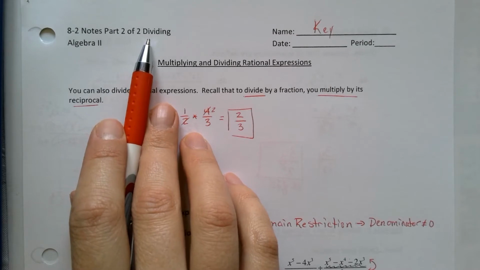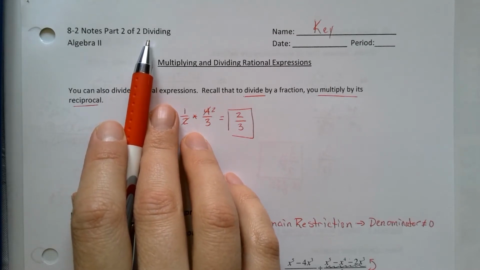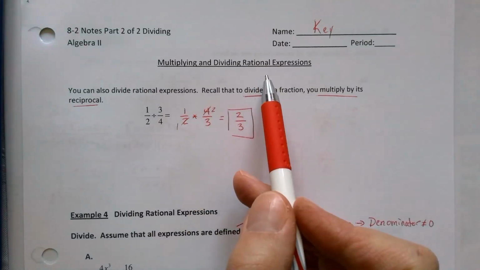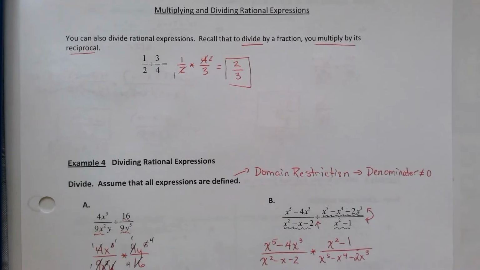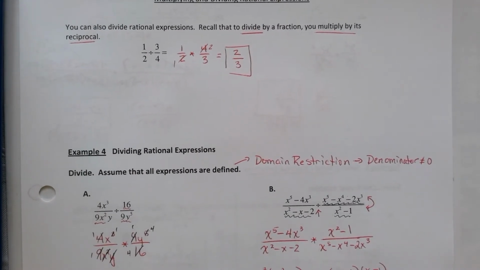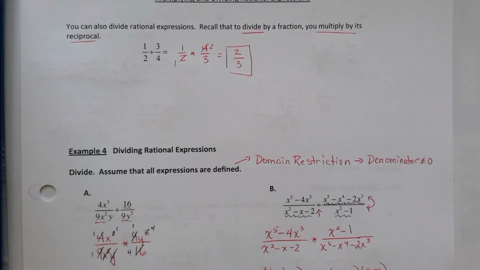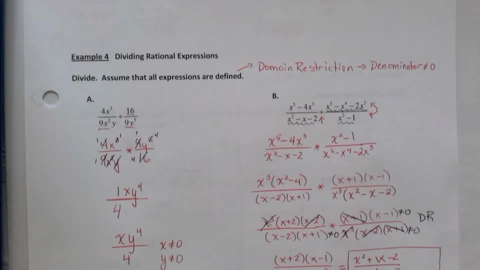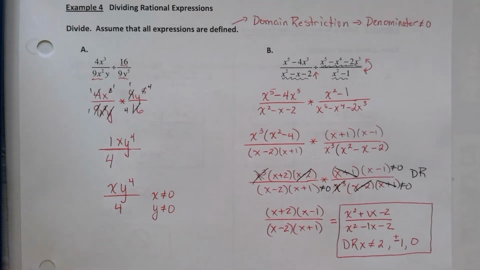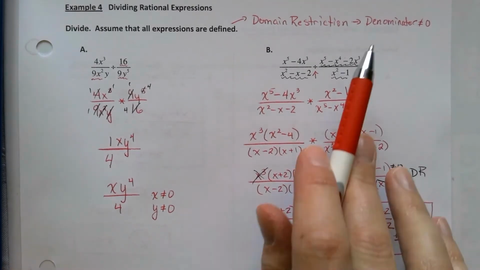The first part was simplifying rational expressions and multiplying, and the second part was dividing rational expressions. Just in case you're joining, there is another part to this video, and I have it labeled as the first section or the first half. Again, we talked about our rules, went through these examples completely, and talked about domain restrictions.